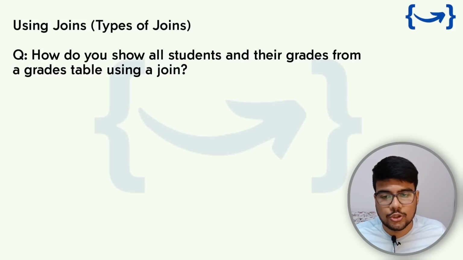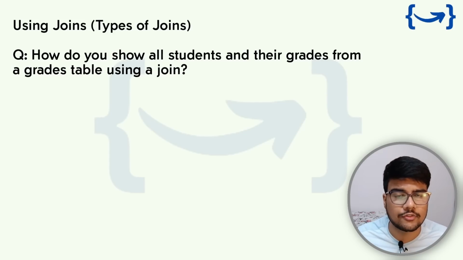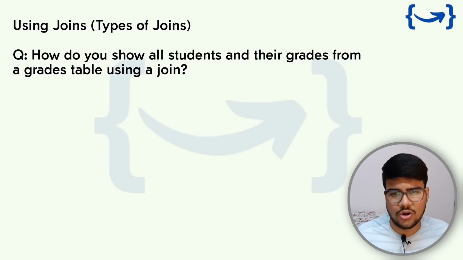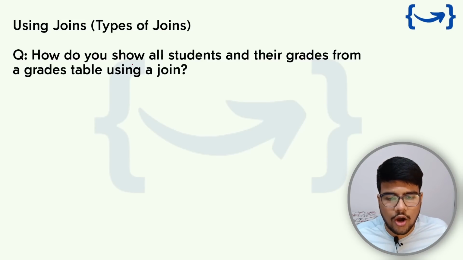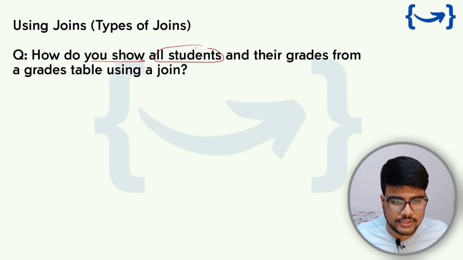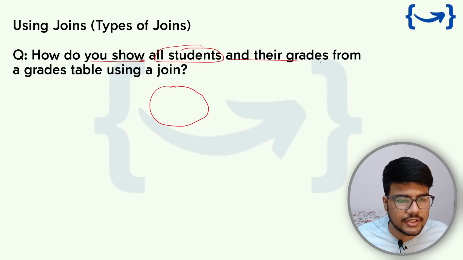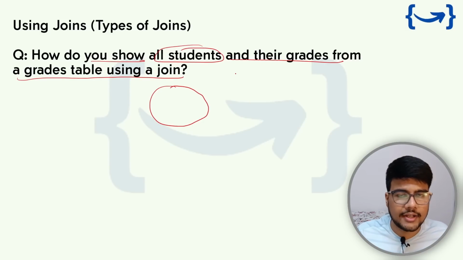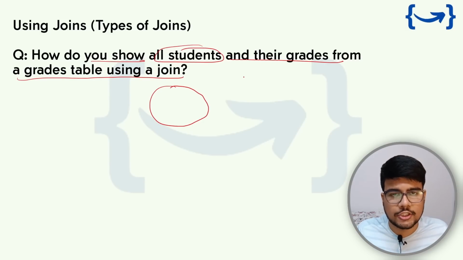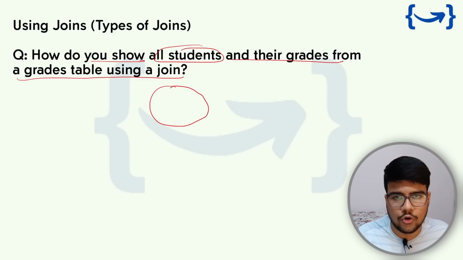Fantastic. Now, using joins. Okay, joins come into the picture, which most people are scared of. But stay with me, this question is not that hard, not that easy. I will let you know how we can write a join query in a very, very easy manner. So how do you show all students and their grades from the grades table using join? Now I know that if they are relating the students table with grades, then definitely there would be a relation of primary key and foreign key.